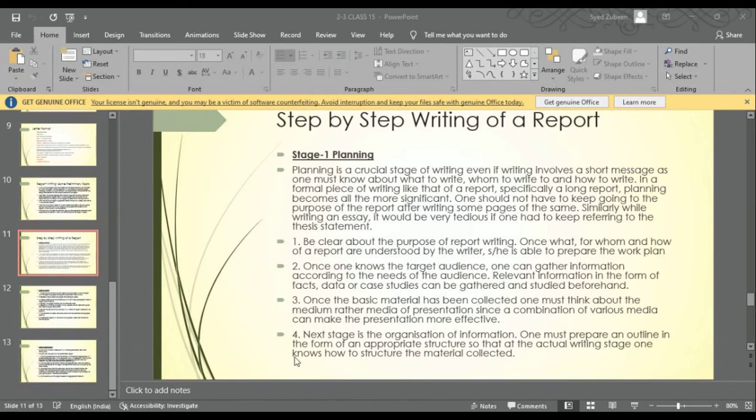Then the next stage is the organization of information. One must prepare an outline in the form of an appropriate structure so that at the actual writing stage, one knows how to structure the material collected.